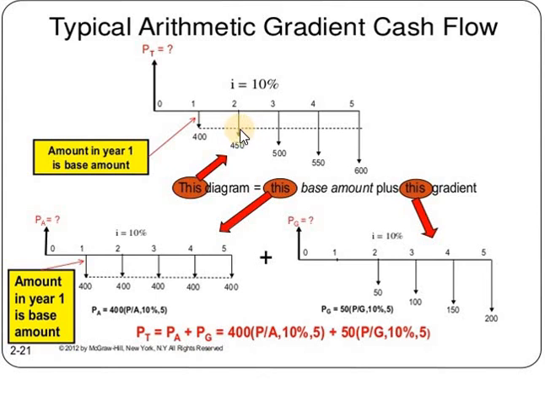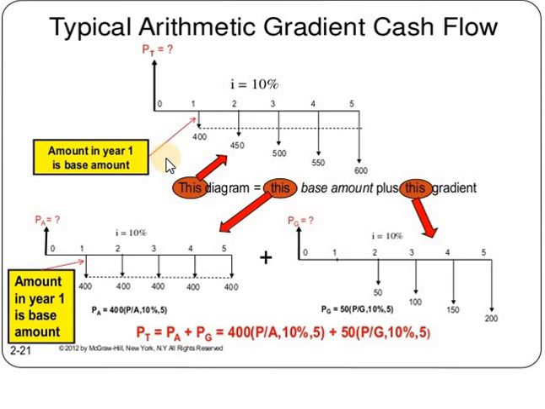Since this is not the case of pure gradient and we already have an amount at year 1, I will refer to it as the base amount of 400. Then I can say that I have an annuity of 400 that will continue from year 1 till 5, and I'm adding a gradient of 50 to this base amount of 400. So here you know that this is a typical arithmetic gradient cash flow.